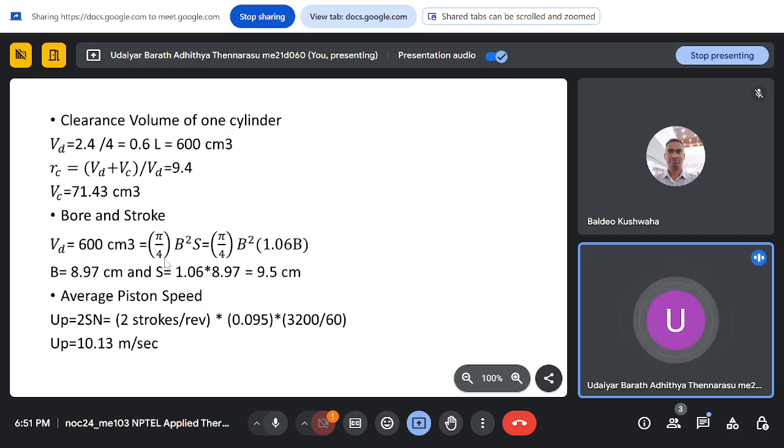And using the relation, we can find out the stroke length as 1.06 times of 8.97, which comes out to be 9.5 centimeter. So your bore is 8.97 centimeter and your stroke length is 9.5 centimeter. Next is the average piston speed. So average speed is nothing but 2 times the stroke length into the speed. This 2 is there because it is 2 strokes per revolution. So 2 into your stroke length, which is 9.5 centimeter, so 0.095, into your speed of engine, which is 3200, divided by 60 to convert it into per second, rpm to rps. So this comes out to be 10.13 meter per second.